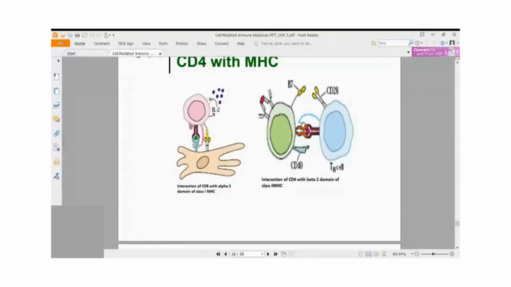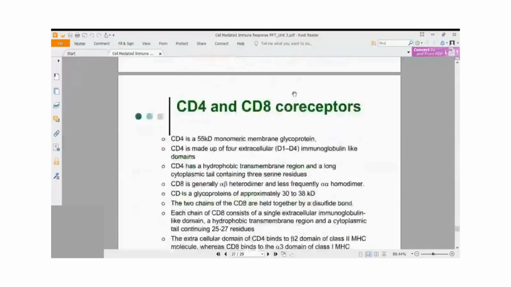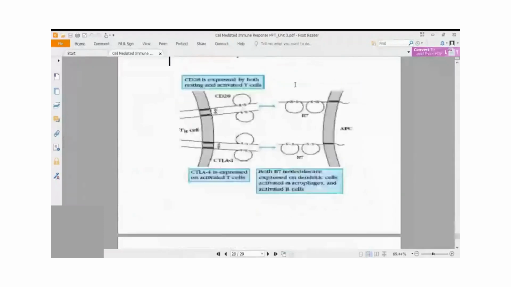Similarly, when you block the CD4 receptor NH2 domain with the monoclonal antibody, it will fail to interact with the beta 2 domain of the class 2 MHC. Then signal 1 will be incomplete, and that TH cell will not be able to initiate the immune response. So now you know the importance of all these co-receptors. Now, lastly, we will talk about B7 and CD28 receptor, and why and how they are important in the T cell response.